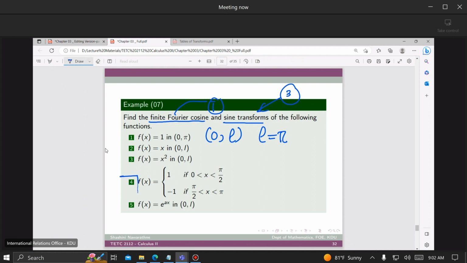Try to do this one as a homework. Example number 7, part 4. Oh no, I will give this as a take home. I will add this problem into the take home assignment. Then you have to do it.